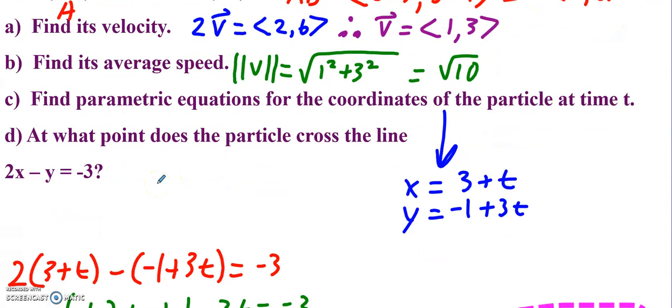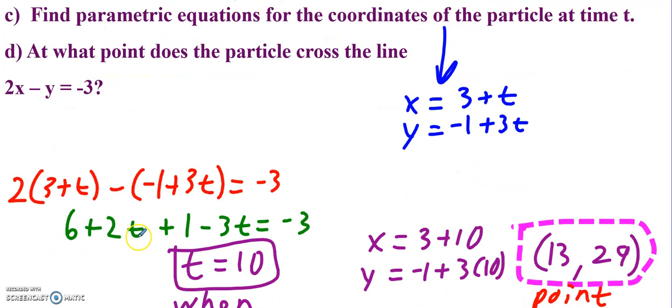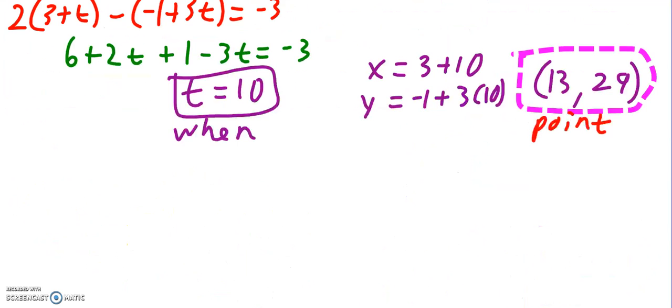And then at what point does the particle cross the line? Well, that's a good question. How do we figure that out? Well, this is the line, right? So do a substitution. So if I know 2x minus y equals negative 3, I can say 2 times 3 plus t, that's my x, minus negative 1 plus 3t equals negative 3. I can solve for t.